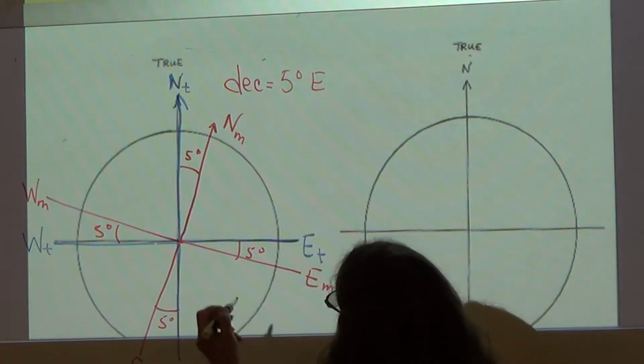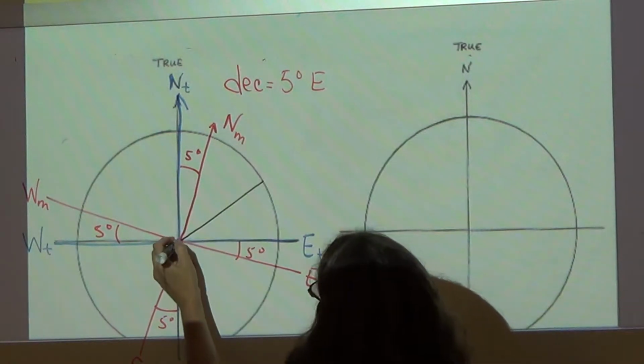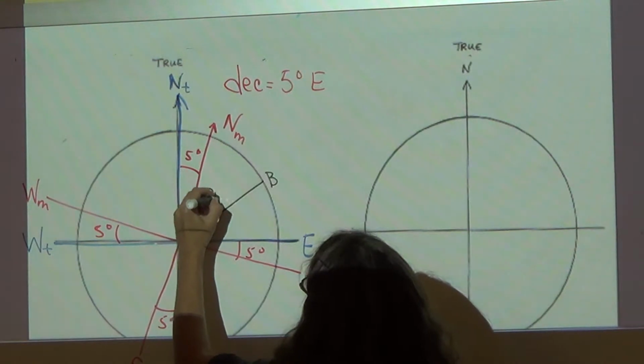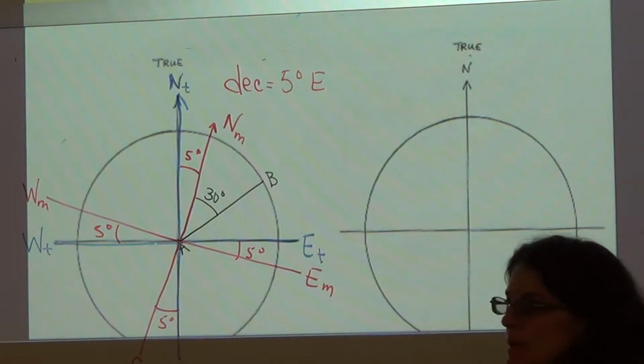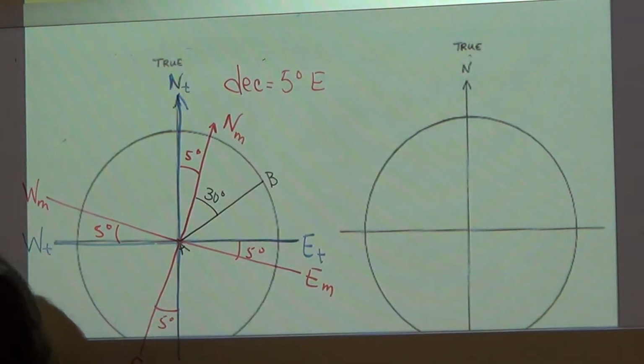So let's say we have this line here, a property line, AB, and it's 30 degrees here. So I have line AB, and I want to know what the true bearing is, and I want to know what the magnetic bearing is.